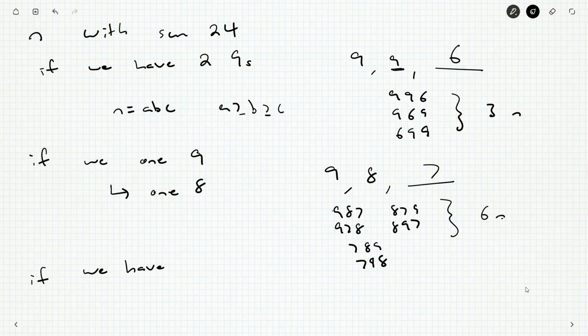What's the next biggest sum? So, a 9 and an 8. I could have a 9 and a 7. That adds up to 16. There is another way to get 16, and that would be two 8s. We'll deal with that in a moment.